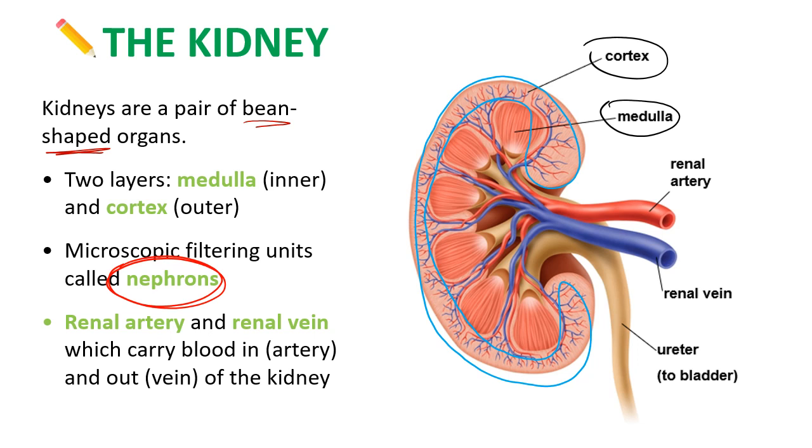We've also got the renal artery and the renal vein. So arteries always carry blood away from the heart to an organ, so they carry the blood to the kidney. And veins always carry blood away from organs, so the renal vein carries the blood that's been filtered back to the heart again.